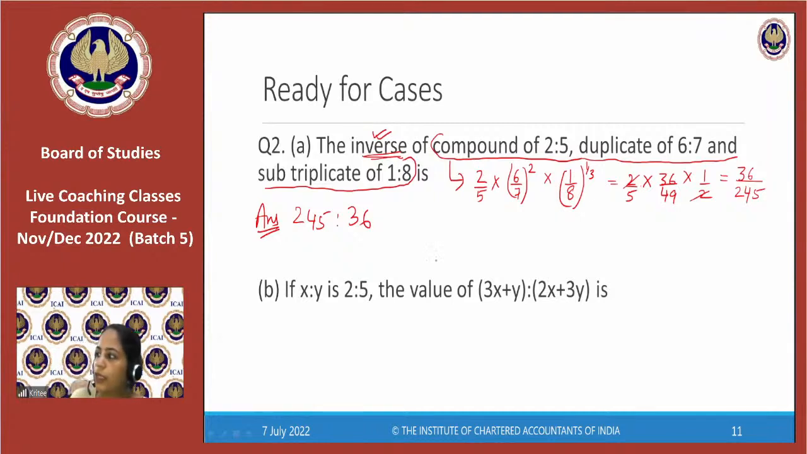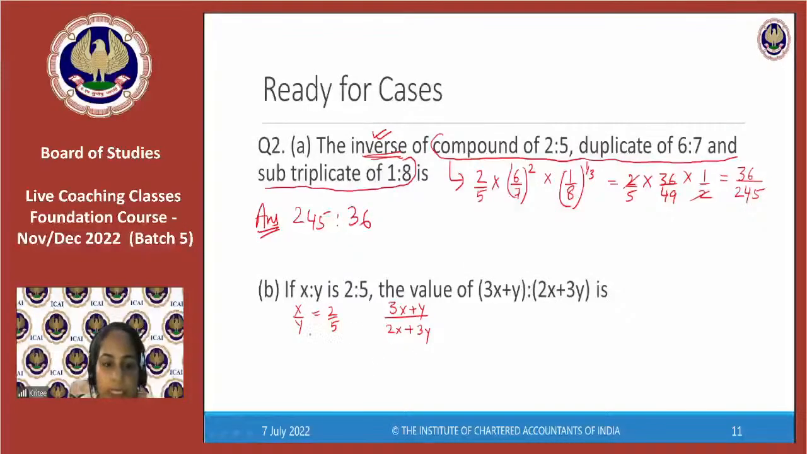Okay, fine. Second one: if x is to y is 2 by 5, what is the value of 3x plus y is to 2x plus 3y? See, it's like this. If x by y is 2 by 5, what is the value of 3x plus y upon 2x plus 3y?